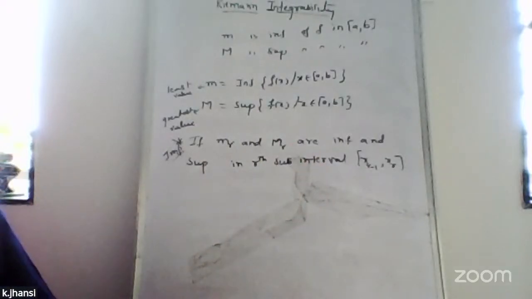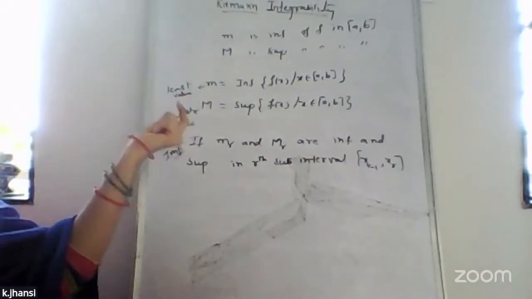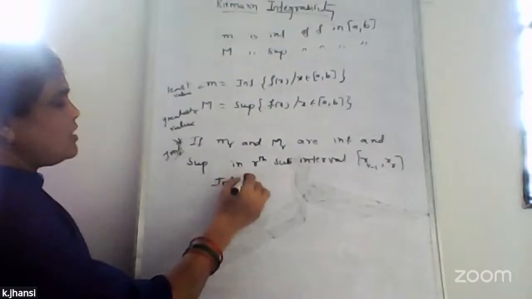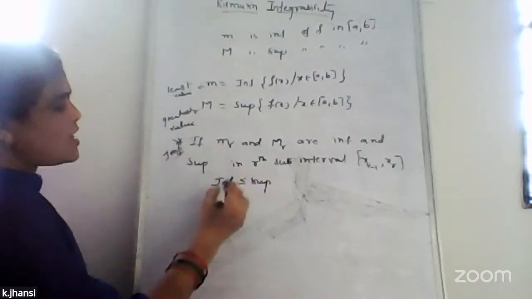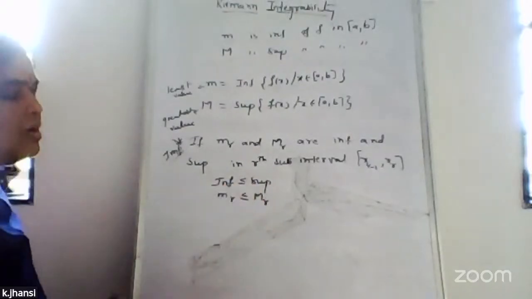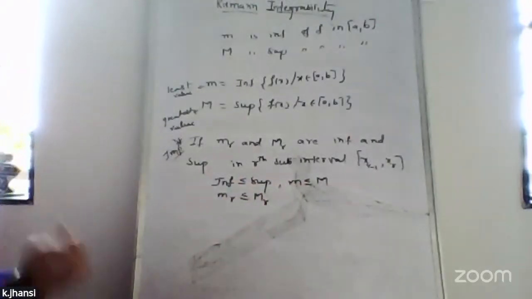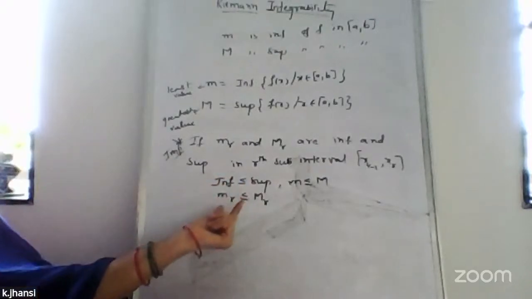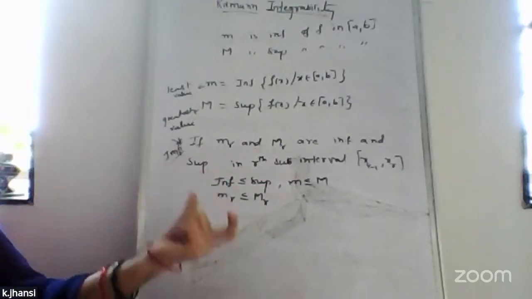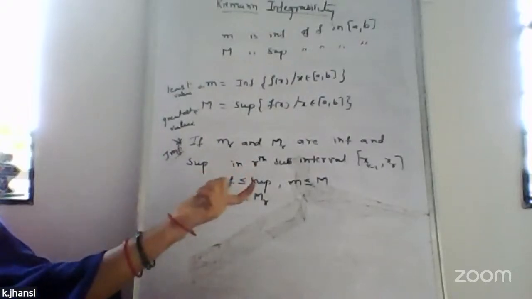And one thing is, every time the infimum is the least value, no? So the infimum will always be less than or equal to the supremum. This is the important one. The m_r value is always less than or equal to the capital M_r value, or if you take this, m is less than or equal to capital M. These concepts are useful in solving some problems and also theorems. So the infimum will never exceed the supremum.